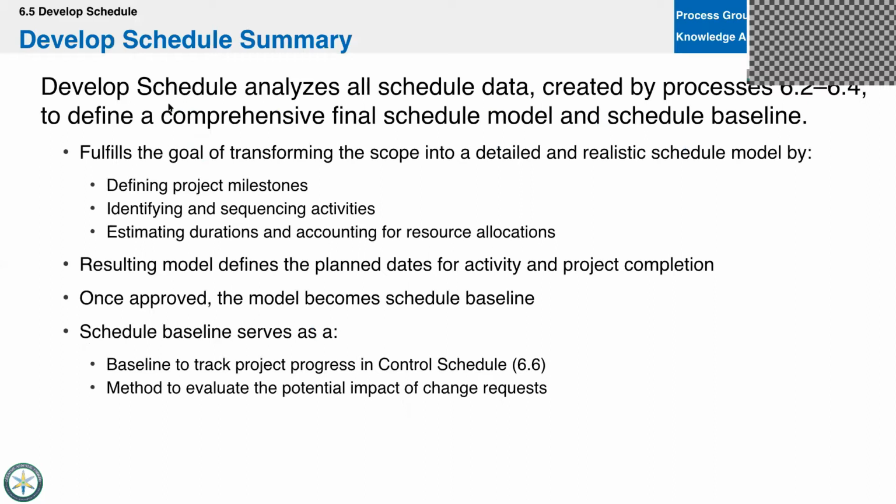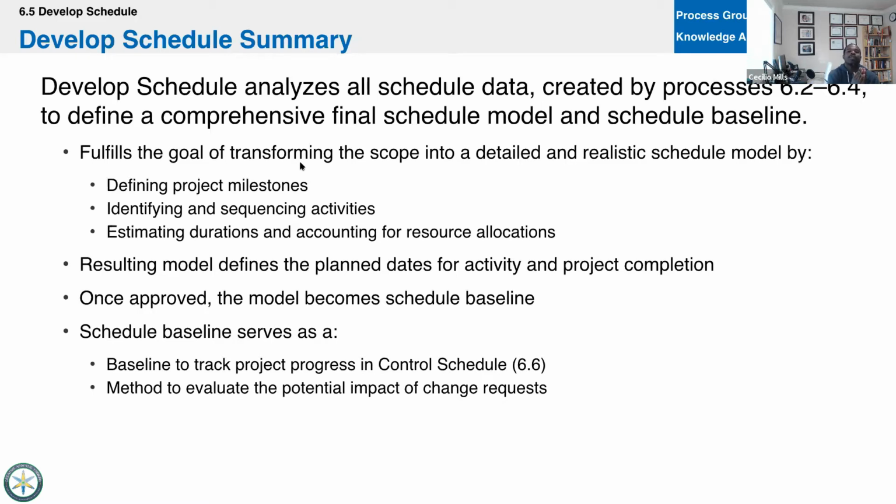Well, if we look at develop schedule, it analyzes all schedule data created by the processes: define activities, 6-3 sequence activities, and then estimate activity durations. It takes all of those and makes a comprehensive final schedule model and schedule baseline. So by analyzing, it says go back through and check all of your relationships, your dependencies, your lags, your estimates, check the basis of those estimates, make sure it's all good. Now that you have the sequence together, come up with the schedule. So that's what we're doing here.